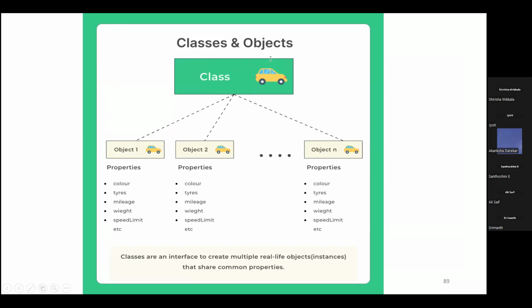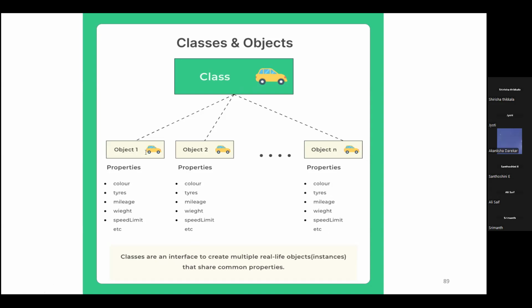Properties of the class Car can be color, tires, mileage, weight, speed limit, etc. Object 1 will have all these properties. Object 2 will also have all these properties. And object n will also have all these properties of its own. The values will be stored according to the object memories. So classes are a blueprint to create multiple real-time object instances that share common properties. Whenever you create any class, that class will have the common properties.